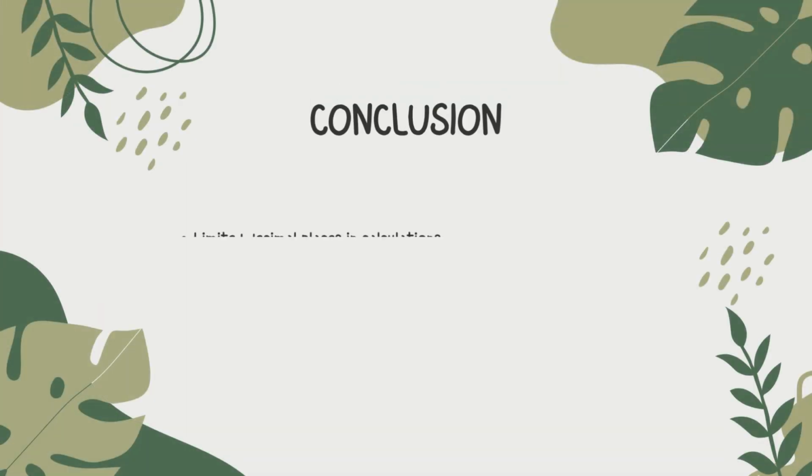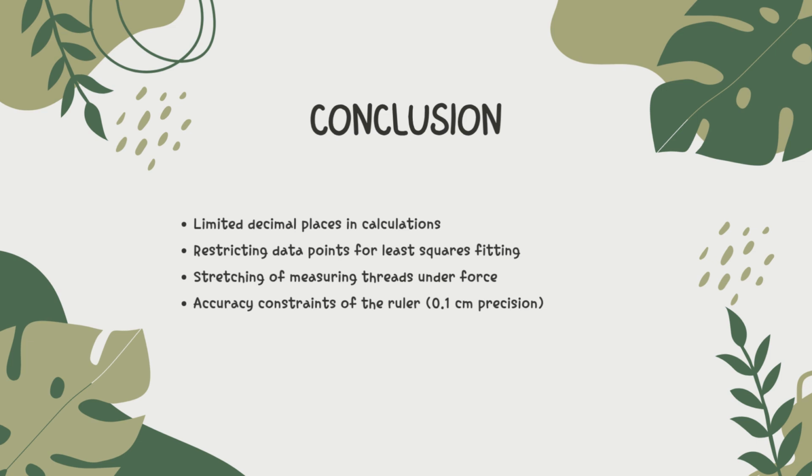Well, to name some of them, we have limited decimal places in our calculation, which uses 4 decimal places. We also restrict our data points for the least squares fitting, since we only use 4 points. We also potentially stretched the thread under force while measuring the perimeter of the leaf. And last but not least, the accuracy constraint of the ruler is only precise to 0.1 centimeter.